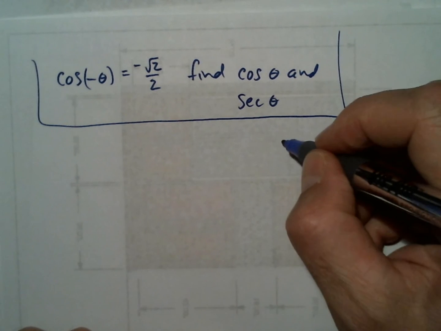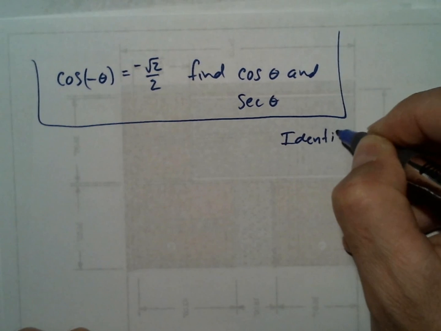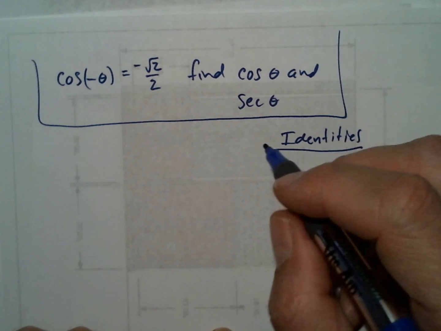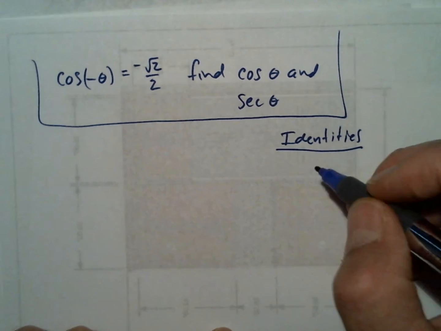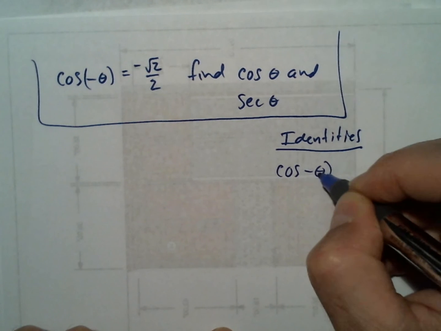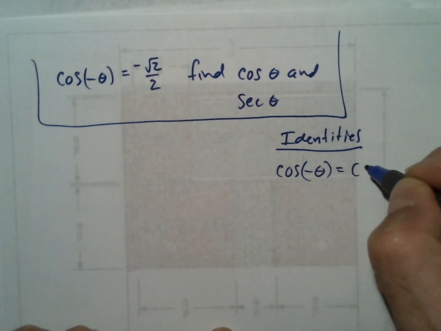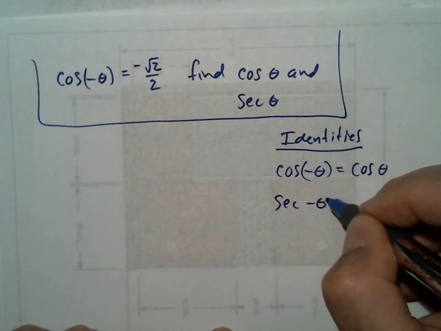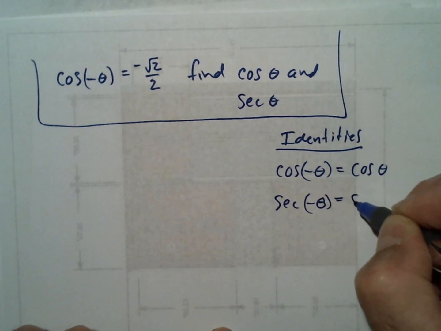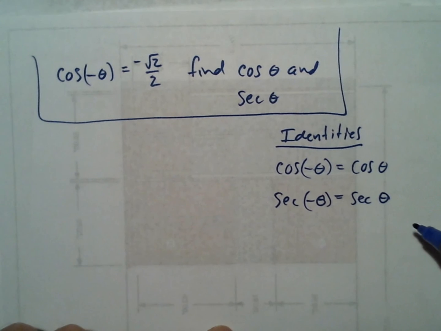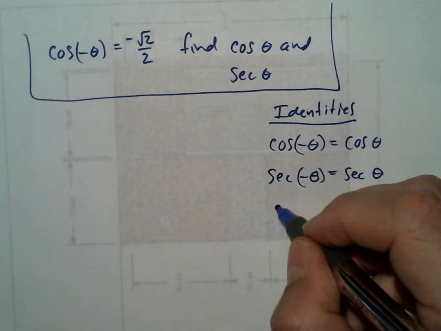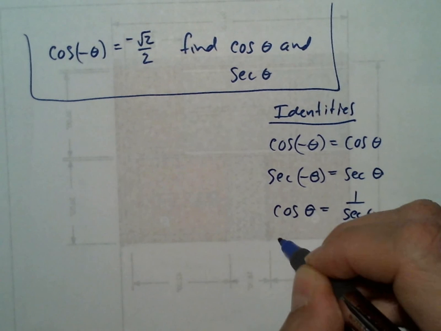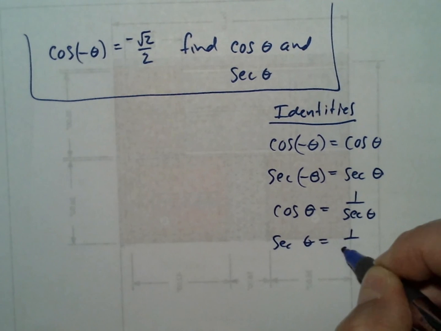Pause and try that one. All right, cosine, secant, cosine. So let's write down the identities. Cosine negative theta is the same as cosine theta. Secant negative theta is secant theta. And I wasn't writing these before, but let's write these. Cosine of theta is 1 over secant, and secant is 1 over cosine.